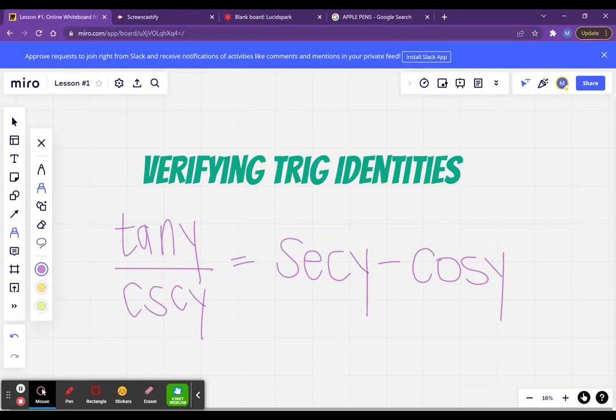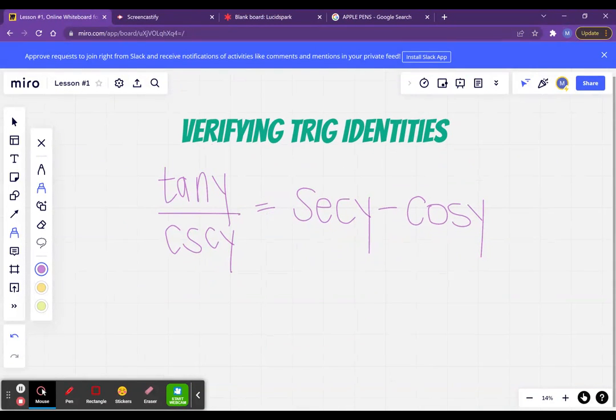In this problem today, we'll be looking at tan y over cosecant y is equal to secant y minus cosine y. When verifying trig identities, what we're basically doing is making one side equal to the other. When we first start, we have to work on the side that looks more complicated or harder. In this situation, it's the left-hand side, tan y over cosecant y. So we're going to start by making tan y over cosecant y equal to secant y minus cosine y, and we can go ahead and attack the left side.